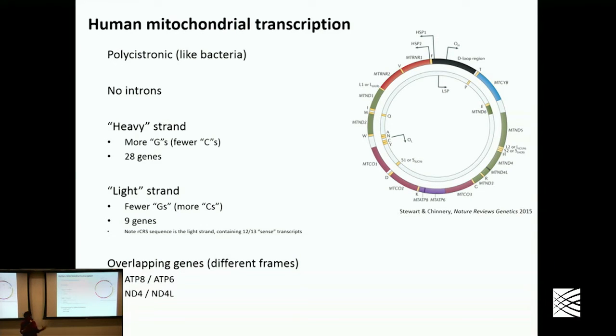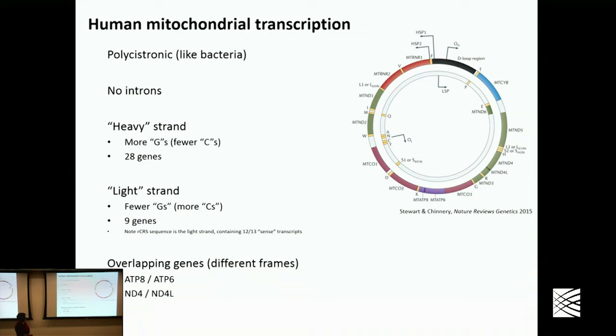So if you think of the DNA as 2 strands. If you move up the temperature, the 2 strands will separate. And if you run them on a gel, one is heavier than the other. So one strand is called the heavy strand. That's because it has more G's and fewer C's. And that strand encodes 28 of the genes. The other strand shown here, the light strand, it only has 9 genes. That's just the way it happened to evolve.